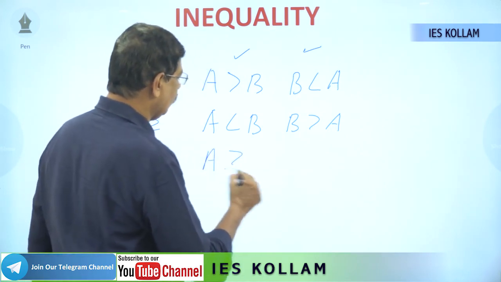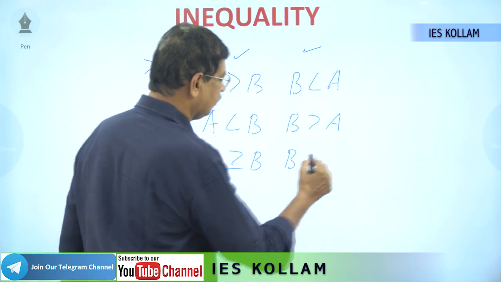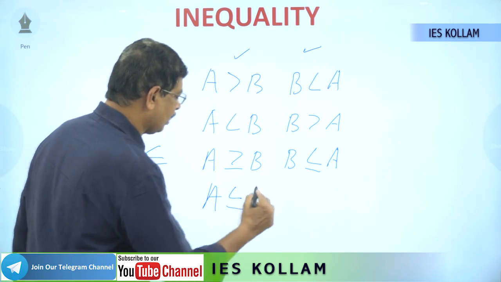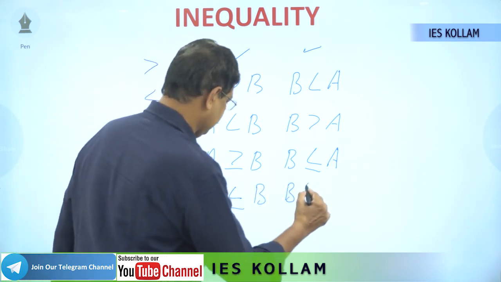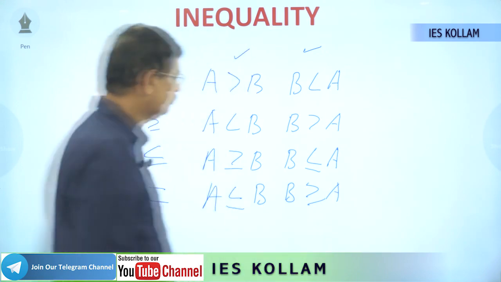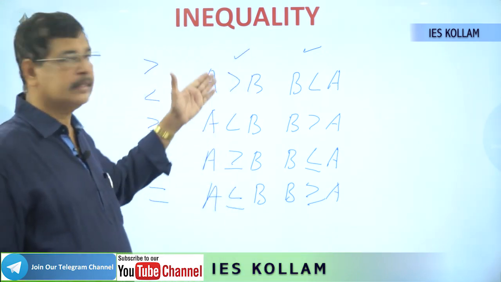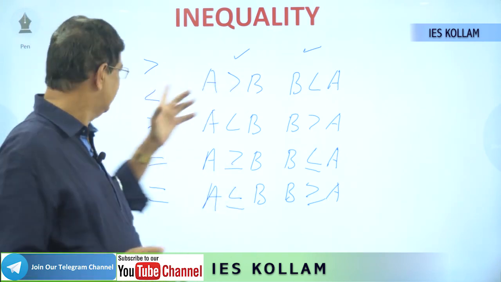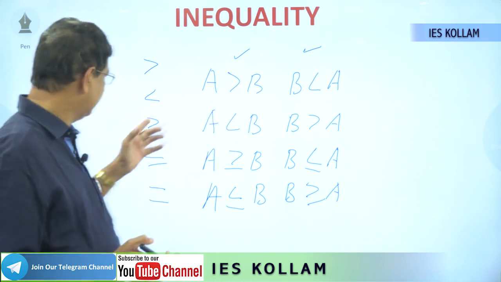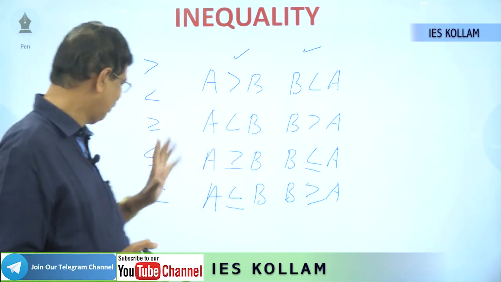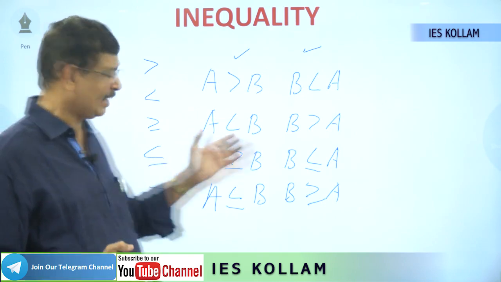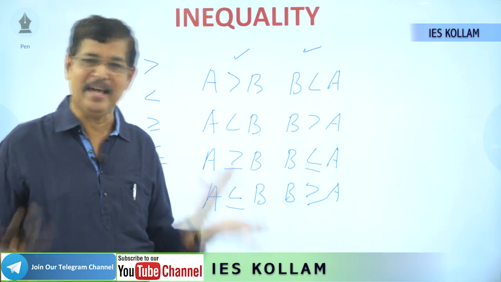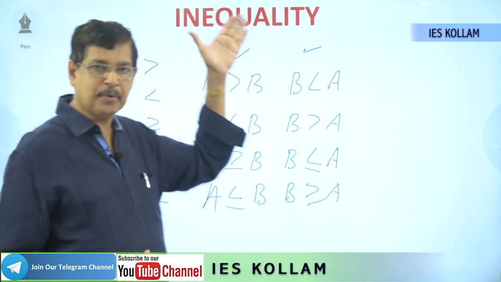A greater than or equal to B, you can always rewrite as B less than or equal to A. A less than or equal to B, you can rewrite as B greater than or equal to A. So in these cases you only have to reverse the symbol, no doubt. Greater than you can rewrite as less than. Less than you can rewrite as greater than. Greater than or equal to you can rewrite as less than or equal to. And less than or equal to you can rewrite as greater than or equal to. Equal to, there is no change; both are the same. A is equal to B, always B is equal to A. These are the basic ideas that you have to get.